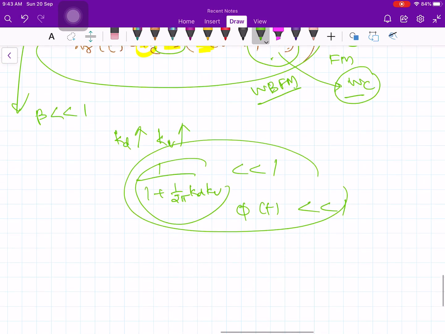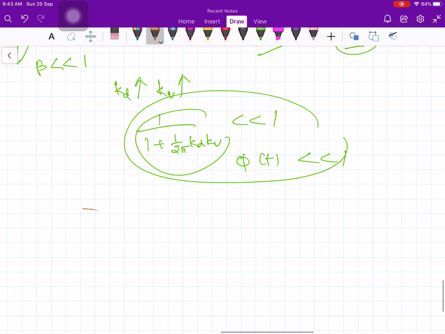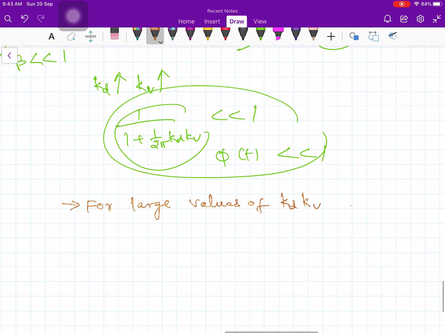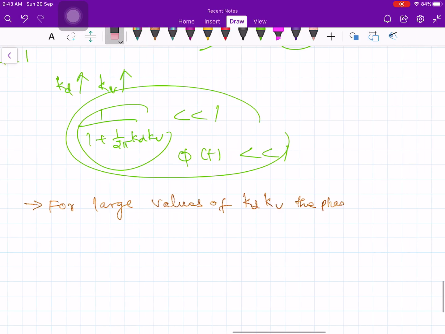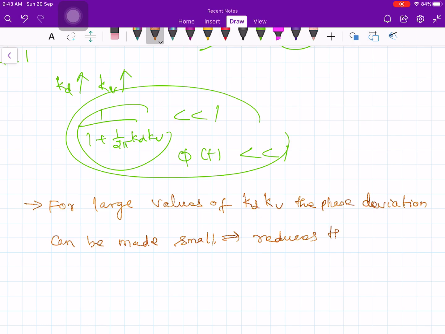So the important point is, let me write down: for large values of kd and kV, the phase deviation can be made small. That implies it reduces the bandwidth of the signal at the discriminator input. There are other implications that we will discuss.